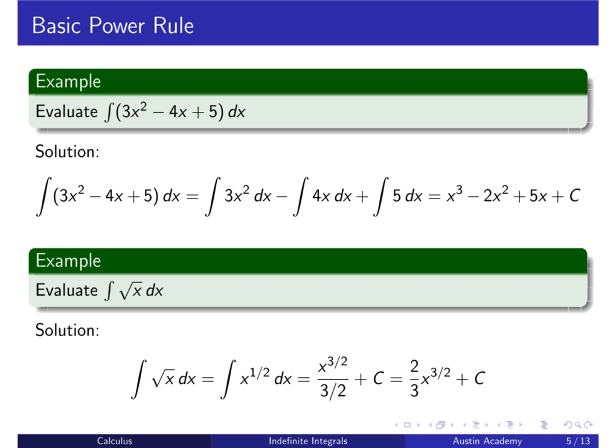Next example. Evaluate the integral of square root of x, dx. Solution. Rewrite it as x to the 1/2. Then increase the exponent by 1, you get 3/2, and divide by that new exponent. So the answer is 2/3 x to the 3/2, plus C.